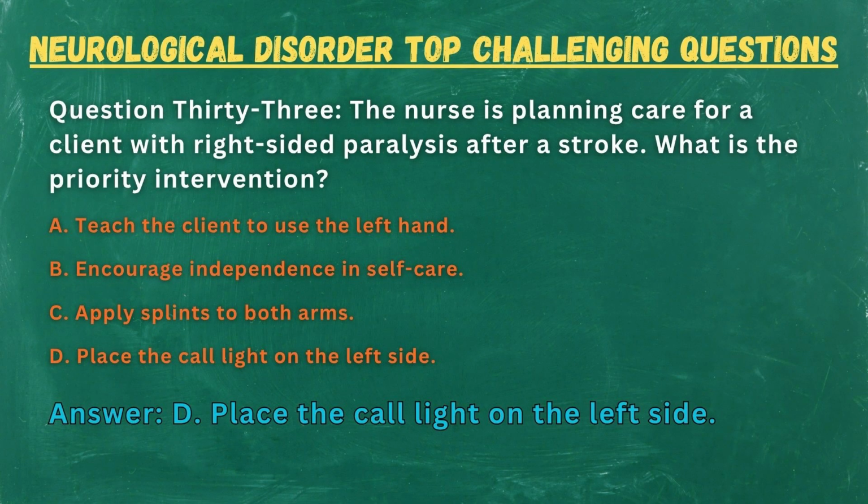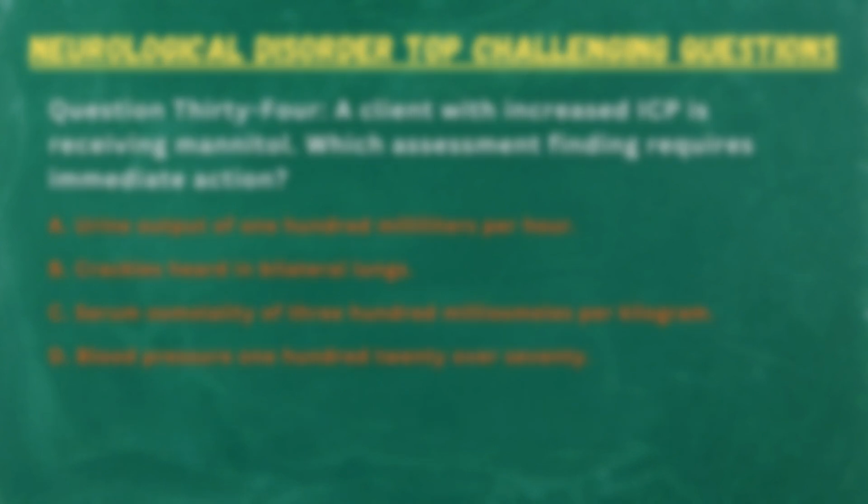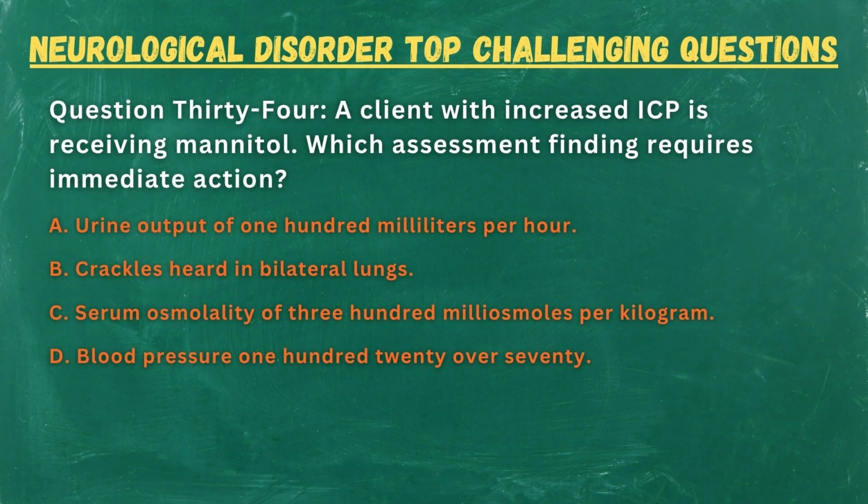Answer: D. Place the call light on the left side. Question 34. A client with increased ICP is receiving mannitol. Which assessment finding requires immediate action? A. Urine output of 100 milliliters per hour. B. Crackles heard in bilateral lungs. C. Serum osmolality of 300 milliosmoles per kilogram. D. Blood pressure 120/70.